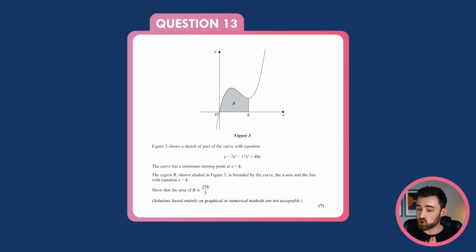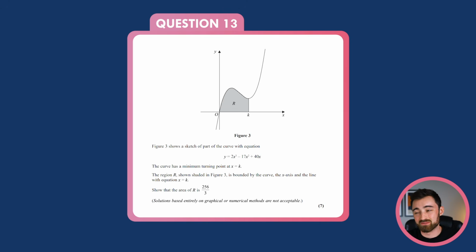Question 13 looks pretty big. So we've got a sketch of a part of the curve with the equation this, and it's some cubic, and it says it's got a minimum turning point when x equals k. So that's the thing that's on the diagram with that vertical line. The region R is bounded by the curve, the x-axis, and that line. Show that the area of R is that. In other words, find the area of R and you can check your answer at the end. If it's not 256 over 3, you've messed up.